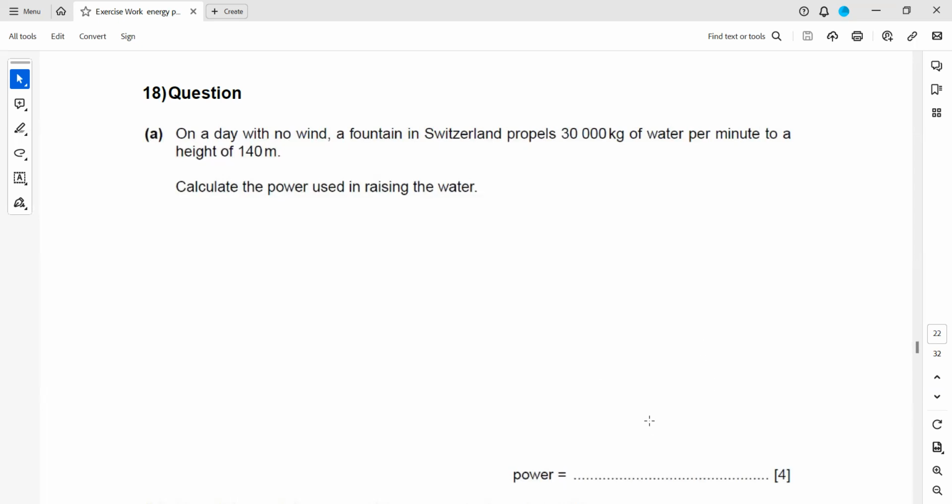Whenever you're solving a question, you should always write a formula. So what is the formula we use for power? Power is work divided by time, W over T symbolically, or in words, power equals work divided by time. Then what about the work? Work is force times distance. So we can also say power equals force times distance divided by time.